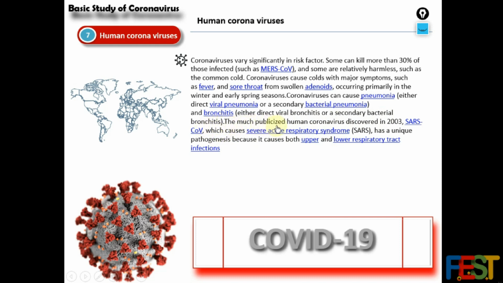The much publicized human coronavirus discovered in 2003, SARS-CoV, which caused severe acute respiratory syndrome, has unique pathogenesis because it causes both upper and lower respiratory tract infection.